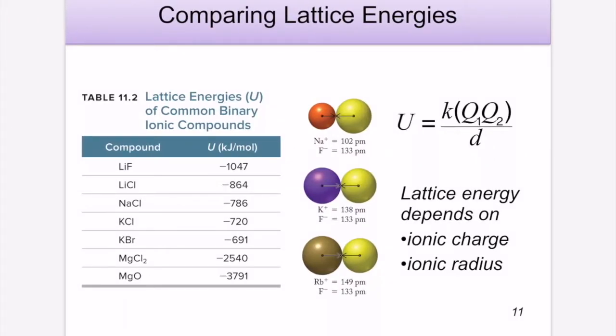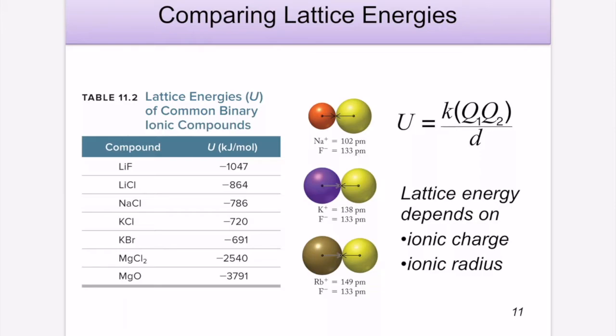So just as a quick comparison of lattice energies, we have a table here on the left which shows lithium fluoride, lithium chloride, and so on. And on the right, the numbers associated with each of those ionic compounds is in kilojoules per mole. Right, so this is now a measurement. It now has some kind of a value associated with it that means something.